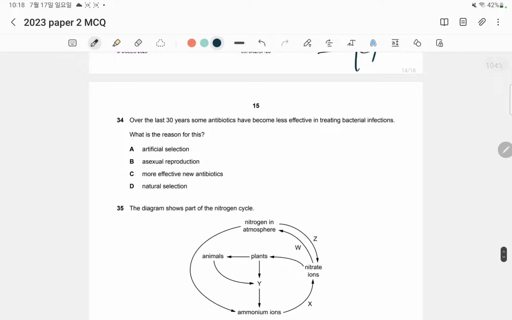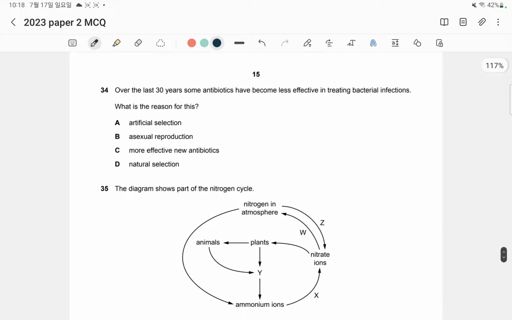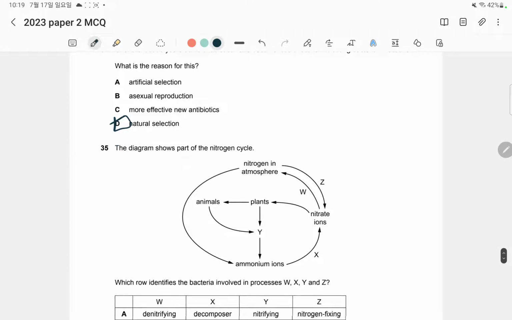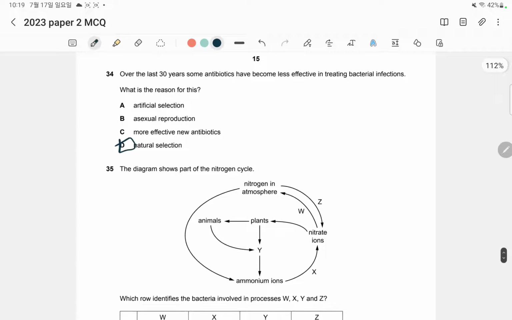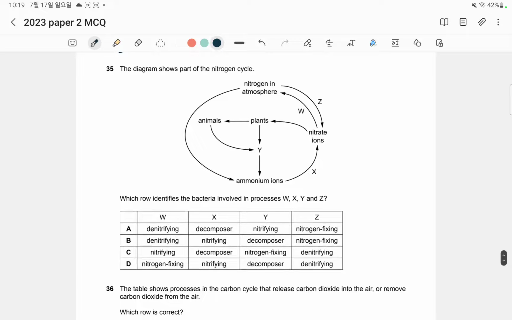Okay, number 34. Over the last 30 years, some antibiotics have become less effective in treating bacterial infections. What is the reason for this? So the correct answer would be D, because due to natural selection, the bacteria have evolved. The bacteria with antibiotic resistance have been selected, and they have developed resistance to antibiotics.